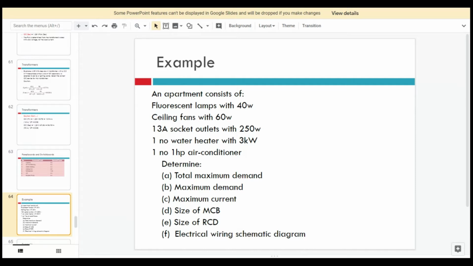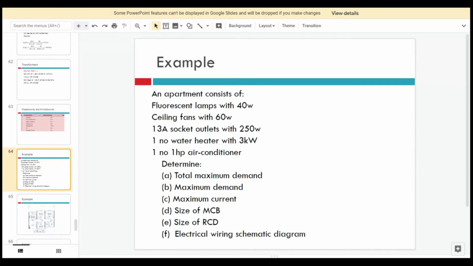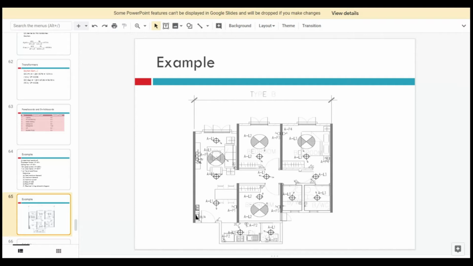Okay, how to solve this problem? So this is the layout plan. Normally the layout plan of the house. You can see here there are 3 bedrooms. We have the toilet here, the living room here, and then we have the kitchen right here. So you have to count first how many light points there are, and how many ceiling fans.